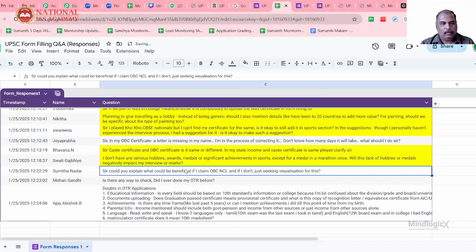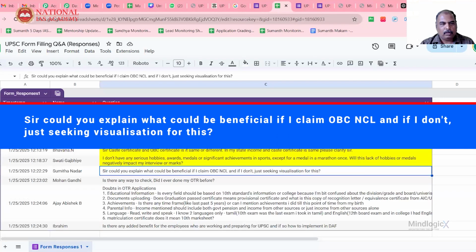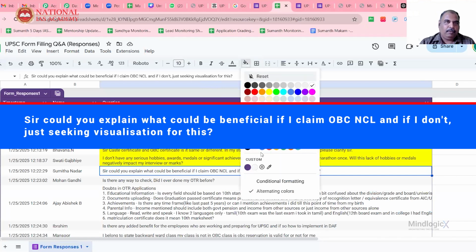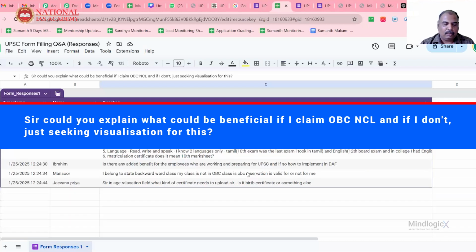That's more than sufficient. Well, sir, could you explain what could be beneficial if I claim OBC NCL and if I don't? So right now, what is your opinion, sir? Because OBC does not really make such a big difference. Do you recommend a student going through the OBC process? Why do we need to claim OBC, or why can I leave it? I think someone also asked in a chat also.